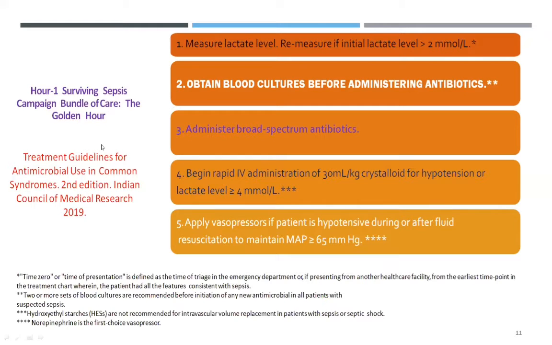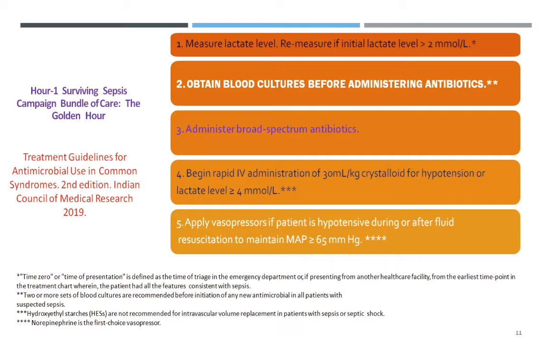Now, what does this care bundle include? It consists of 5 points. These 5 points should be followed in the first 1 hour of presentation. The first point is to measure the lactate level, and remeasure if the initial lactate level is more than 2 millimoles per liter. The second parameter of the care bundle is obtaining blood cultures before administering antibiotics, or if antibiotics have already been administered, then before the next dose of the antibiotic.